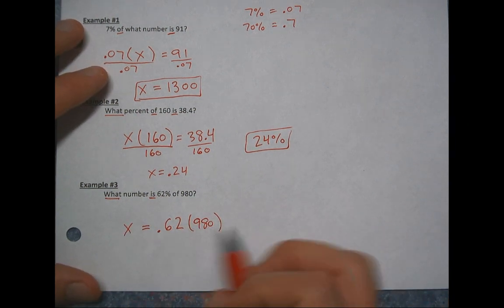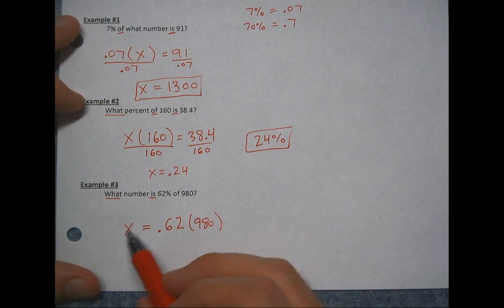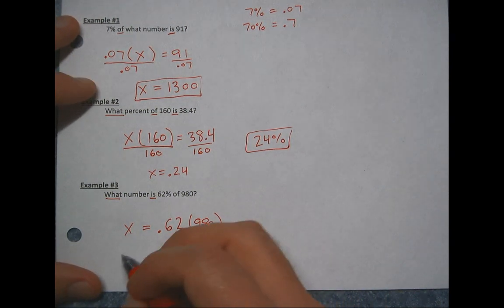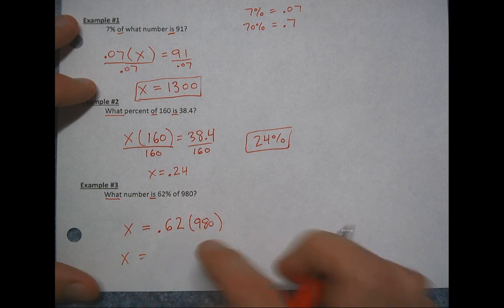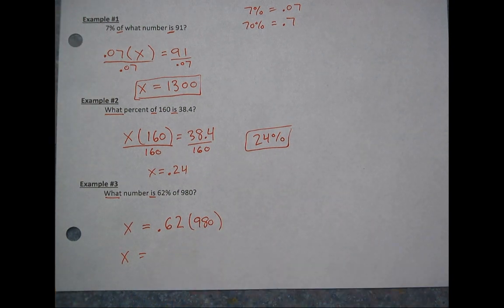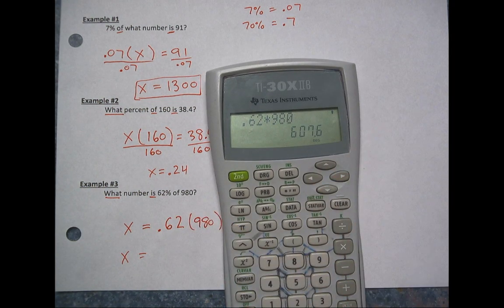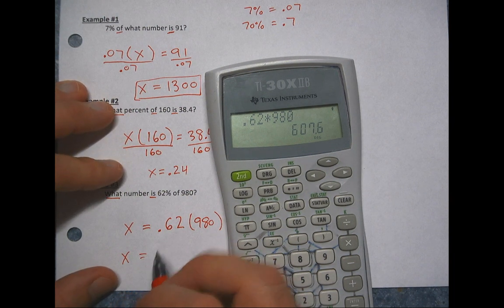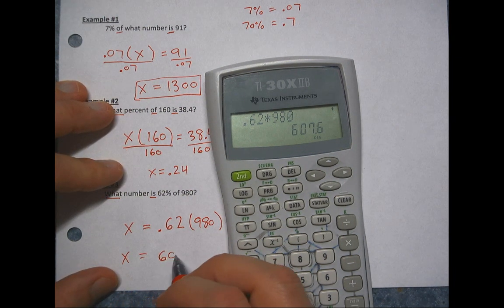Now we don't need to divide by anything on this one because we're not trying to get x by itself. It's already by itself. So all we need to do is find the final answer. Find out what is 62% of 980. So 0.62 times 980. And our answer is 607.6.